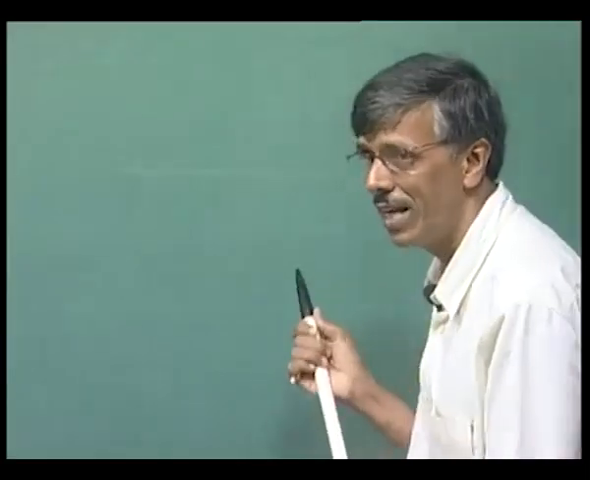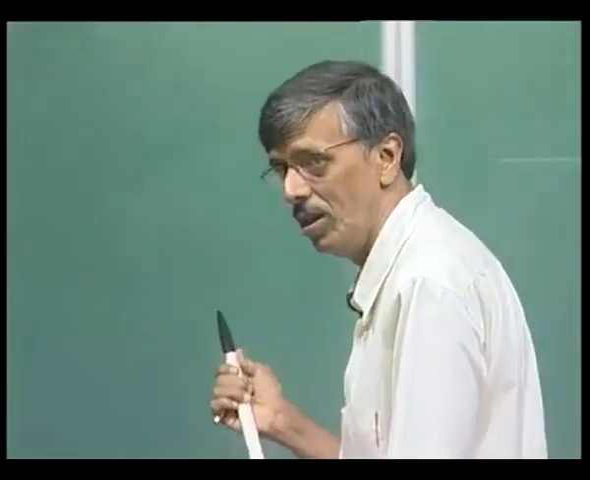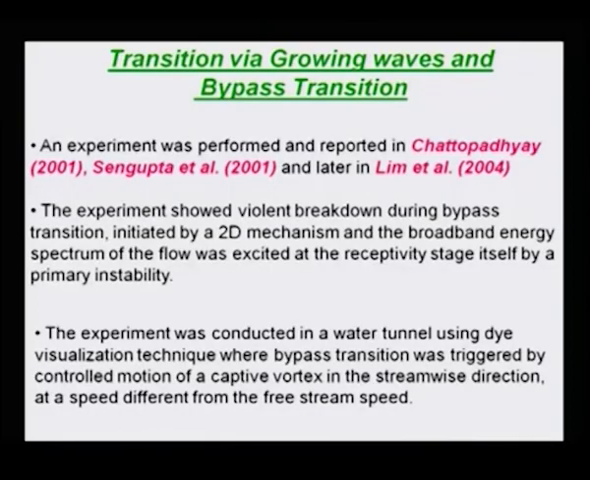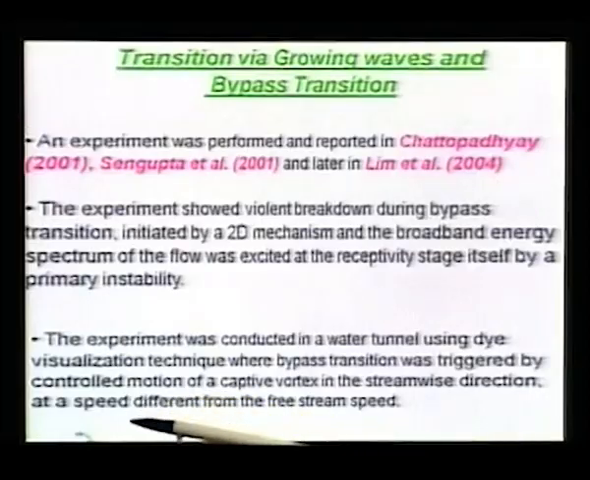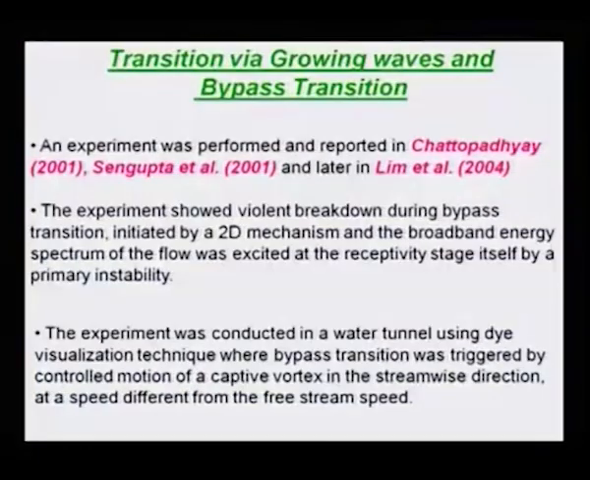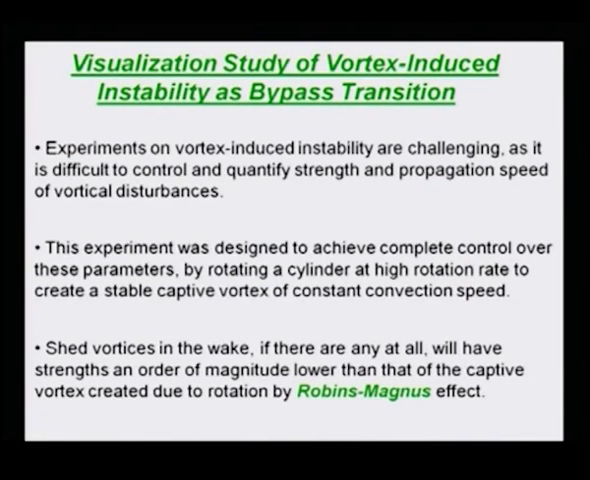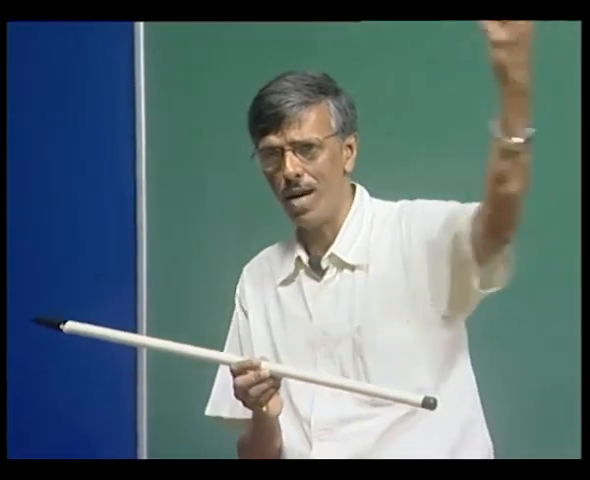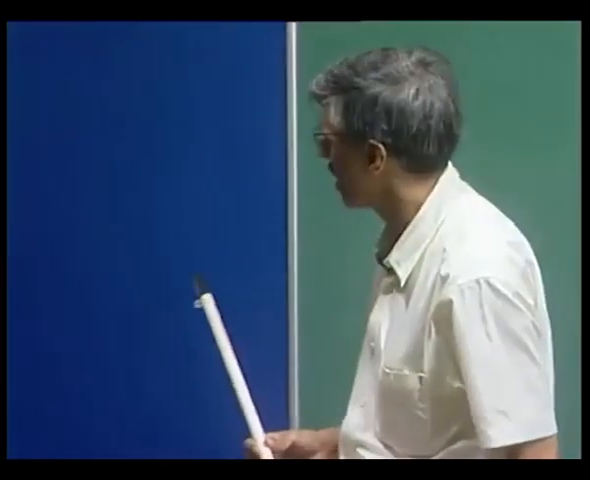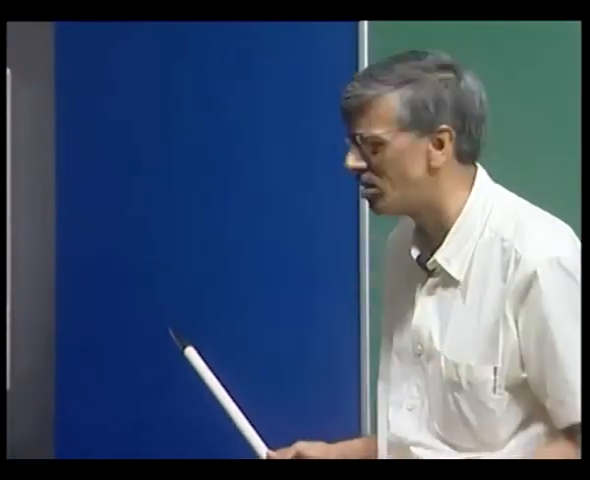And what we know, all that we have learned so far, is that it should not be a pure convection mode. If we are talking about the bypass route, then this convection speed should be different from the free stream speed. So let's go ahead and see what we can get. Now, what we are going to get is what we call a vortex-induced instability, because that's what is happening. We are making one single vortex go by, and that destabilizes the flow.